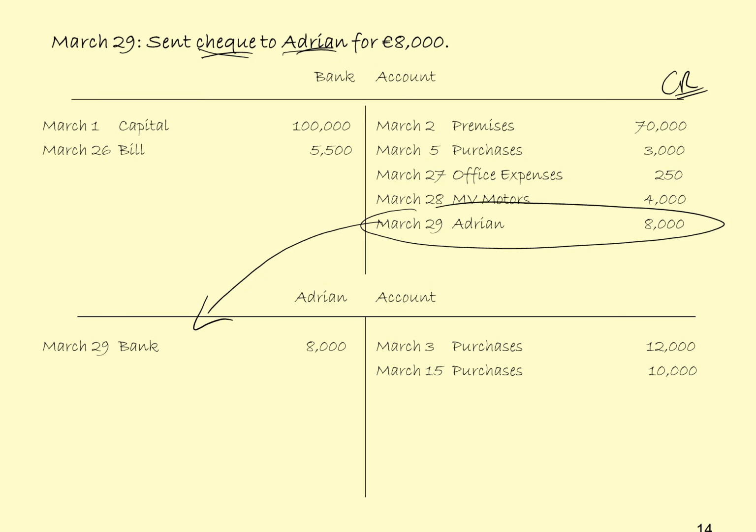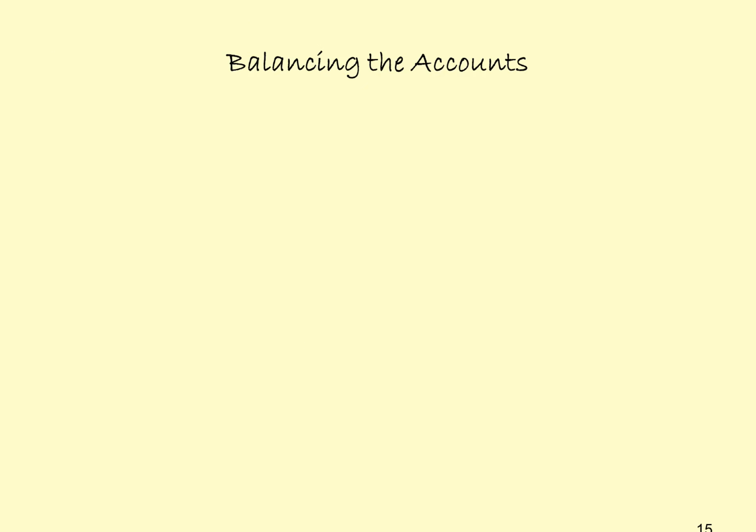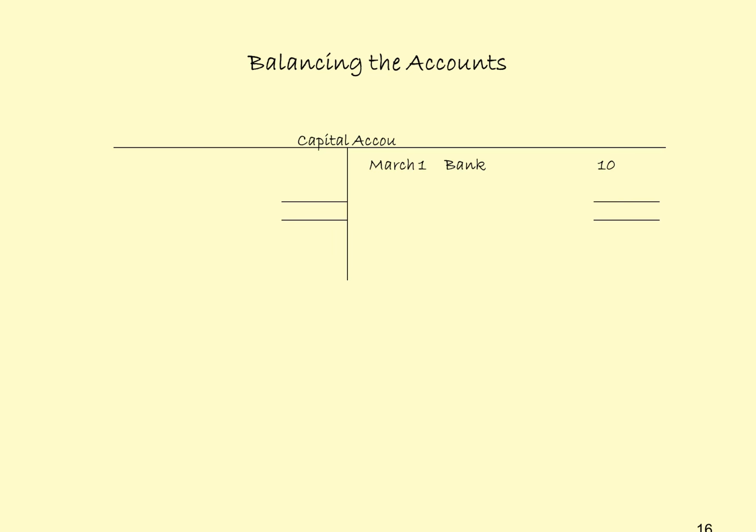We have now recorded all of the transactions for the month of March in Patrick's ledger accounts. So we need to balance the accounts. We will now go through the process of balancing each one of the accounts we've created. If I go back up to the very top, the first account that I have is capital.